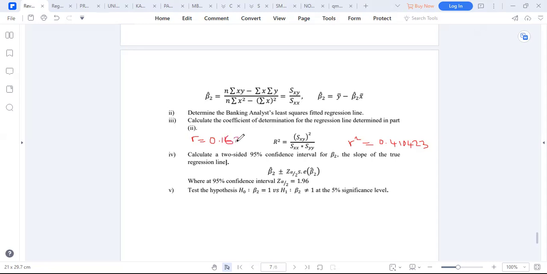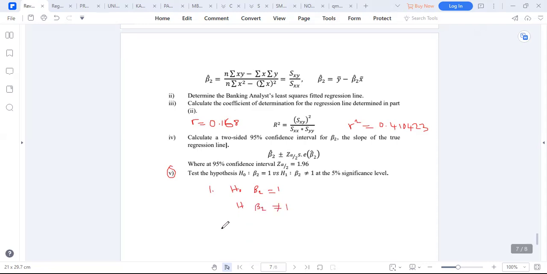Correct. So now let's test the hypothesis. What is step one? State the hypothesis. What is our hypothesis? B2 is equal to 1. Our alternative hypothesis has been given as B2 is not equal to 1. Okay, step 2, we need to calculate our T. What is the formula for T?